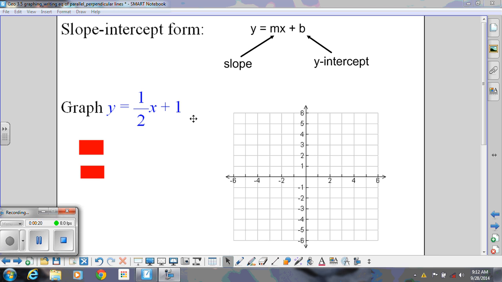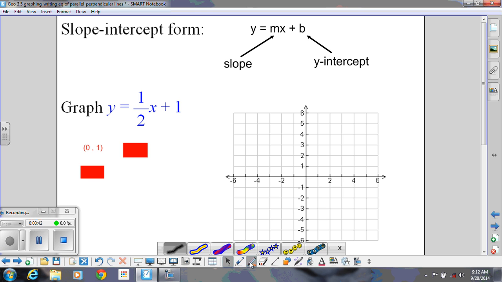So when I graph something in this form, notice that this is my example, and I have 1/2 as my slope and 1 as my y-intercept. When I graph in this form, I'm going to start with the y-intercept because that's my starting point. So 1 is my y-intercept, that's the point (0, 1), and I'm going to put a dot on (0, 1). And then I'm going to use my slope to count my rise over run.